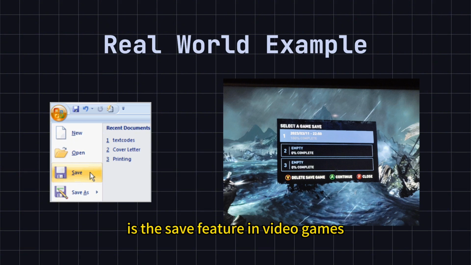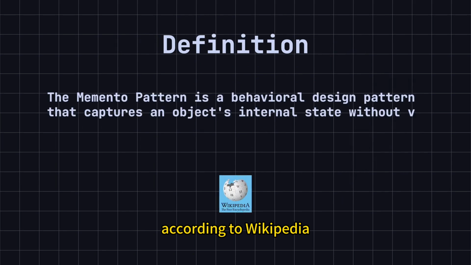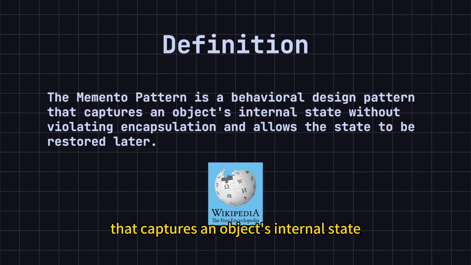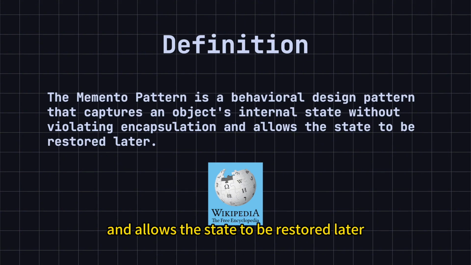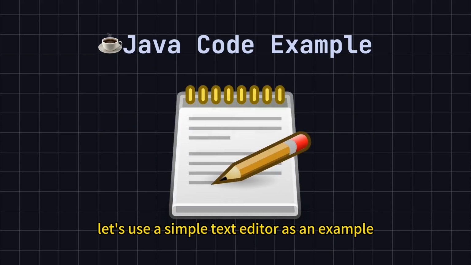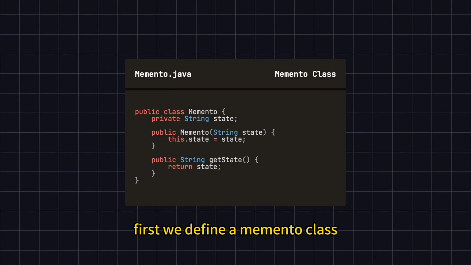Another example is the save feature in video games, where players can save their progress and load it later. According to Wikipedia, the Memento pattern is a behavioral design pattern that captures an object's internal state without violating encapsulation and allows the state to be restored later. To better understand this pattern, let's use a simple text editor as an example to implement the Memento pattern in Java. First, we define a Memento class that stores the state of an object.